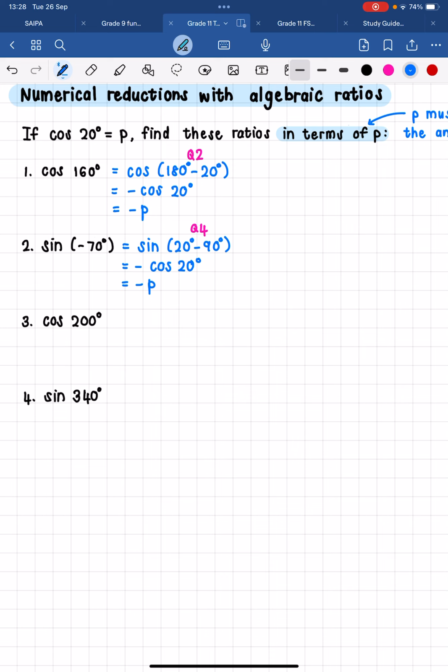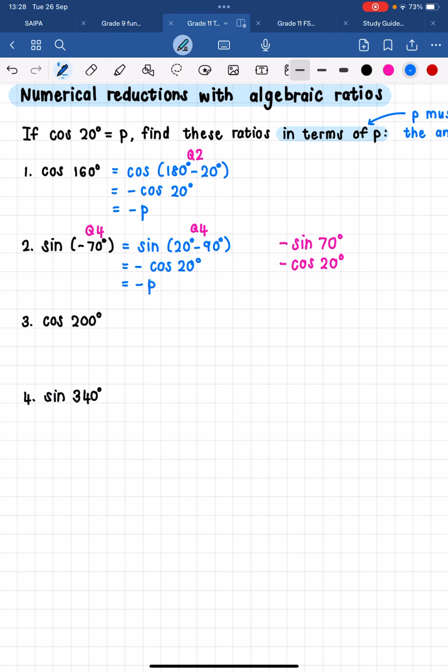Another thing that we could have done, guys, is we could have said straight away that this is in quadrant 4, right? And then what is the sign in quadrant 4? Negative. So you could have changed this to negative sine 70, which is then the same as negative cos 20. Right? Either way it works. You get the same answer.